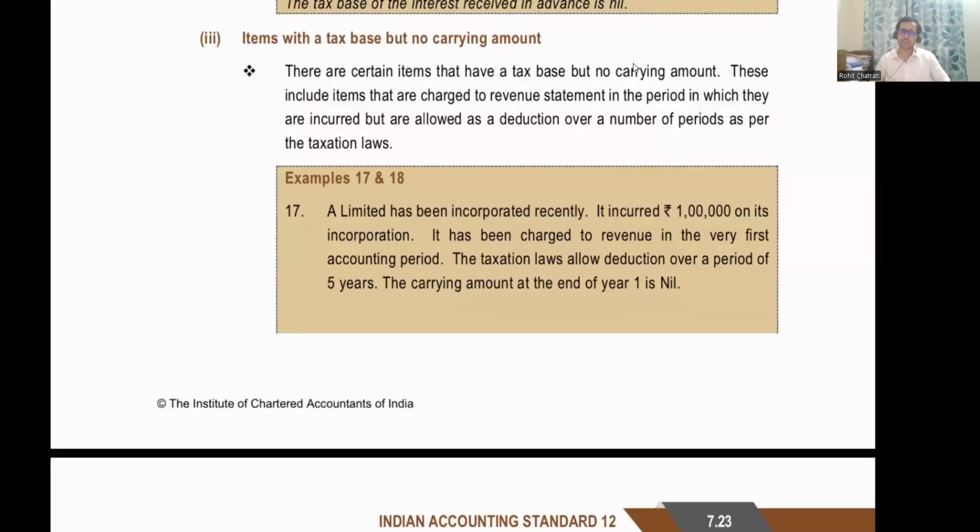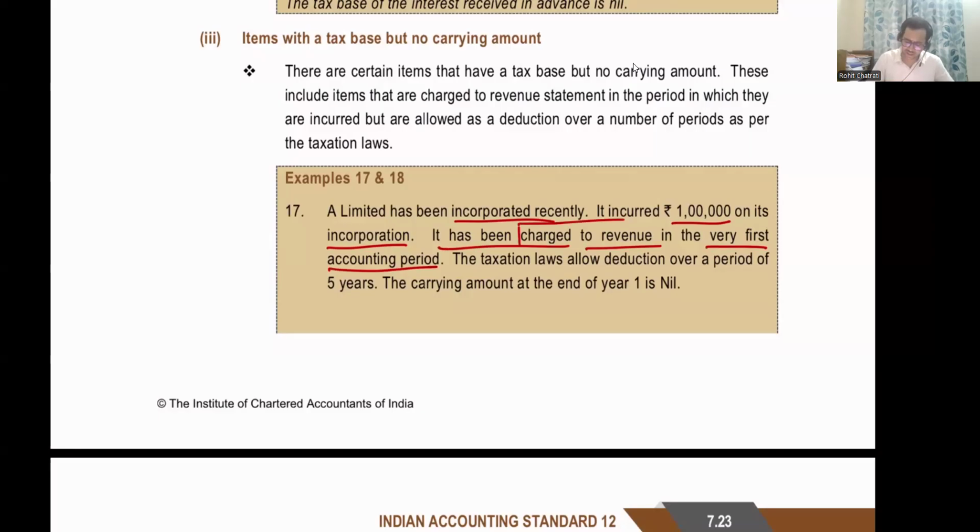Let's now look at example number 17. A Limited has been incorporated recently. It incurred rupees 1 lakh on its incorporation. All right. So for incorporating, it incurred certain expenses of rupees 1 lakh. It has been charged to revenue in the very first accounting period.